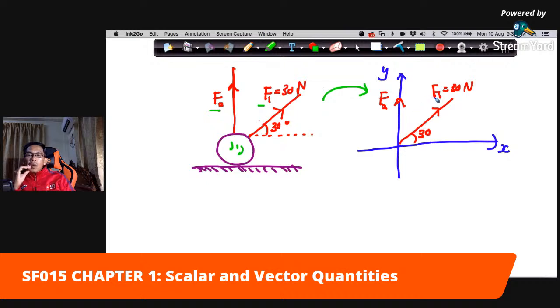So now F1, F2. So what is the F1 X? What is the F1 Y? What is the F2 X? What is the F2 Y? Okay kelas, macam mana? Tengok balik apa yang kita sudah bincang tadi.